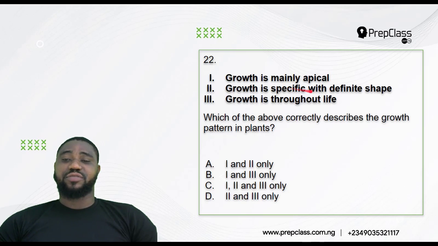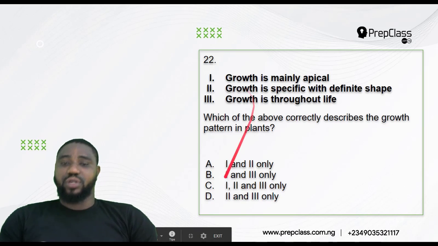22. I: growth is mainly apical. II: growth is specific with definite shape. III: growth is throughout life. Which of the above correctly describes the growth pattern in plants? Is it 1 and 2 only? Is it 1 and 3 only? Is it 1, 2, 3, or 2 and 3 only?